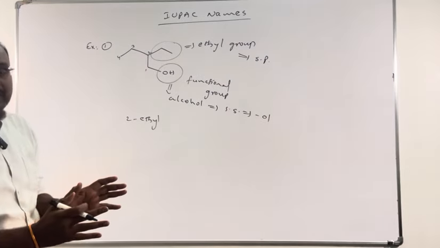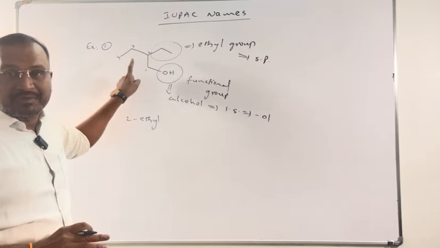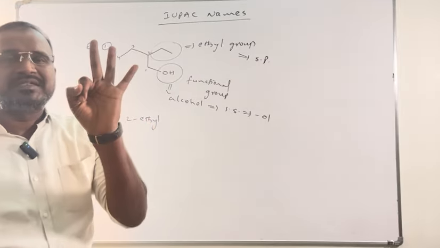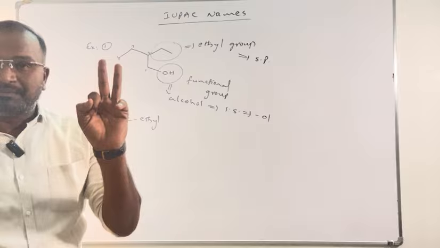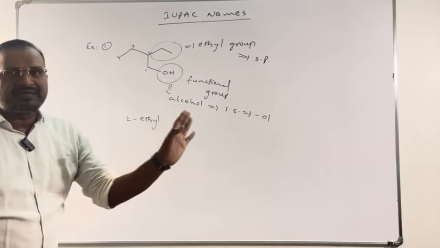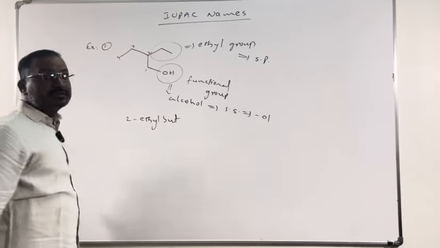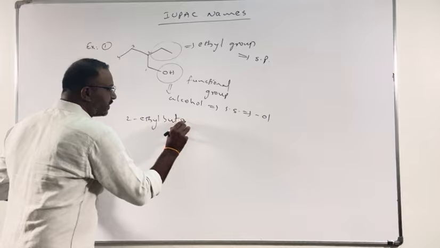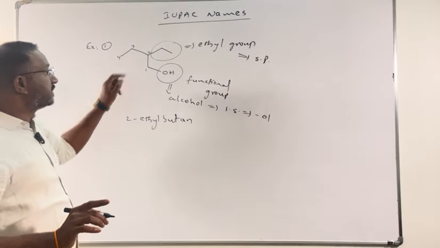After that, we have to write the primary prefix. But in this molecule, we don't have a primary prefix. Only three kinds of words come under primary prefix: cyclo, bicyclo, and spiro. That is not there here, so no primary prefix. After that, we write the root word. 4 carbons are there, so the root word is "but". And only single bonds are there. That's why the primary suffix is "ane".